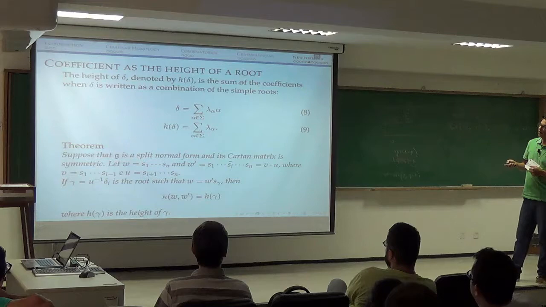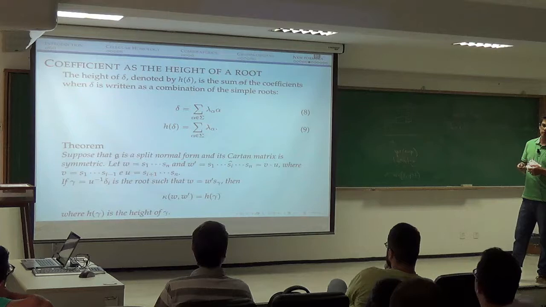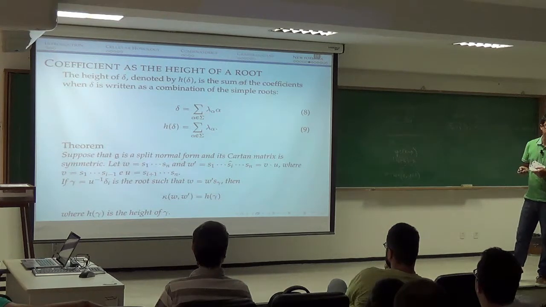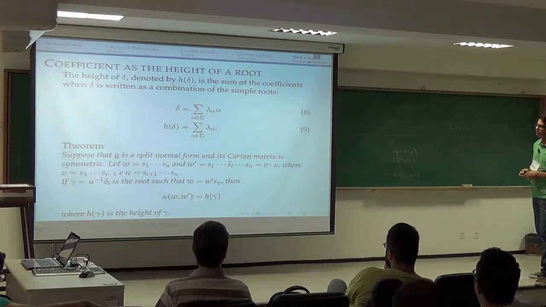What is the definition of the height of a root? It is the sum of the coefficients when we write the root in terms of the simple roots. So if delta is a root, we may write it as a linear combination with these coefficients in terms of the simple roots, and the height of this root is the sum of these coefficients. This is the definition of the height of a root.